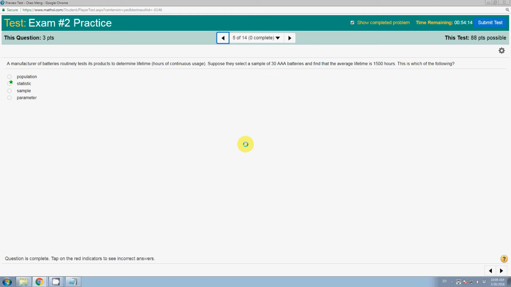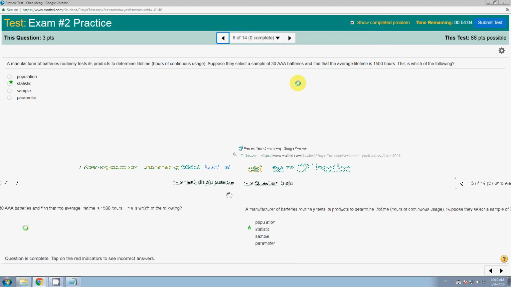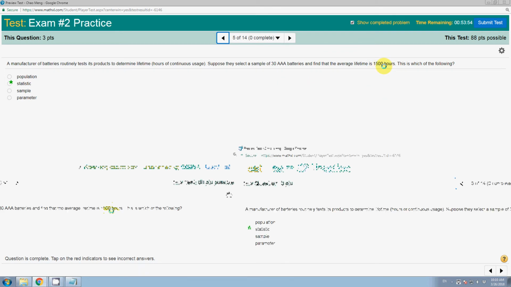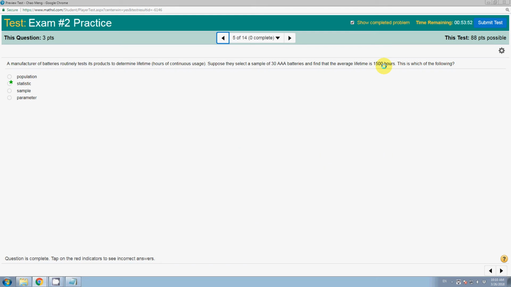Our question number 5. A manufacturer of batteries routinely tests its products to determine the lifetime. Suppose they select a sample of 30 AAA batteries and find that the average lifetime is 1500 hours, and which is the following of this 1500 hours. So that's going to be a statistic.